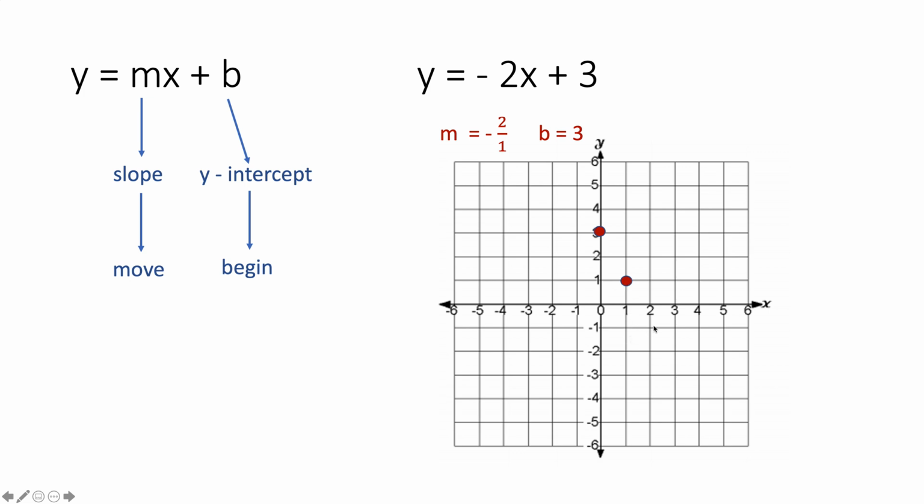Down 2 over 1. Down 2 over 1. Down 2 over 1. Connect the dot. There's my graph. Okay? All right. Next one's up.